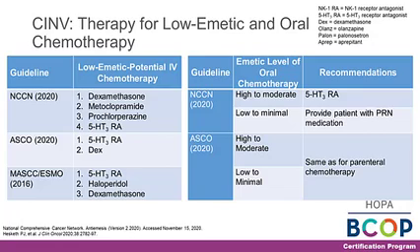ASCO did make some changes in their 2020 update where they moved from 4 categories to 2 categories of emetic risk, and this is to mimic the categorization utilized by NCCN. However, despite this change, their ultimate recommendations remain the same, which is to mimic whatever one would do for parenteral chemotherapy.